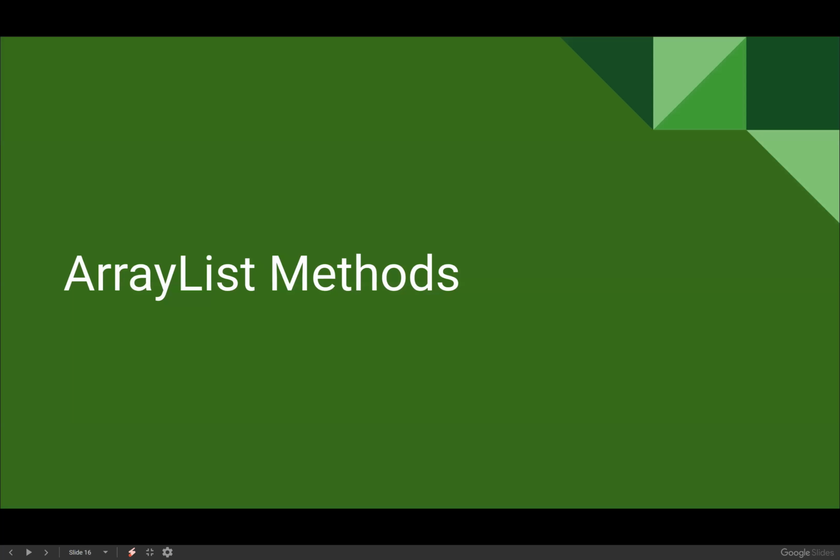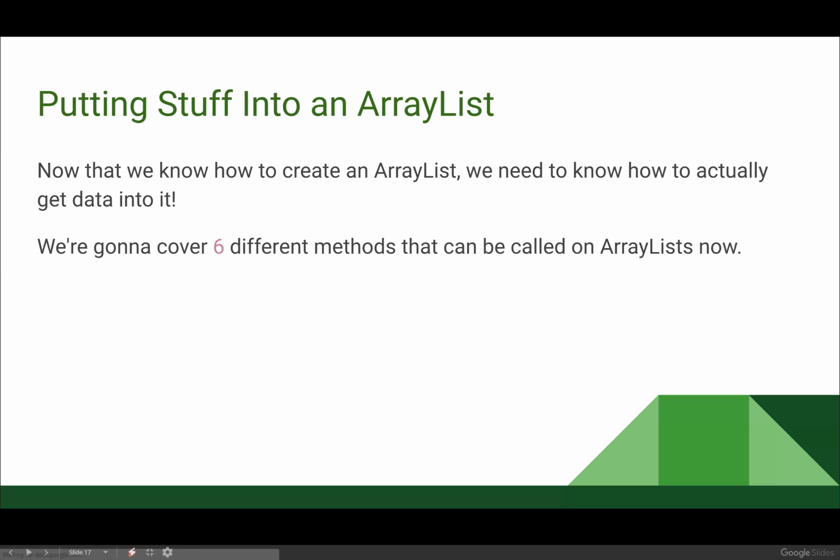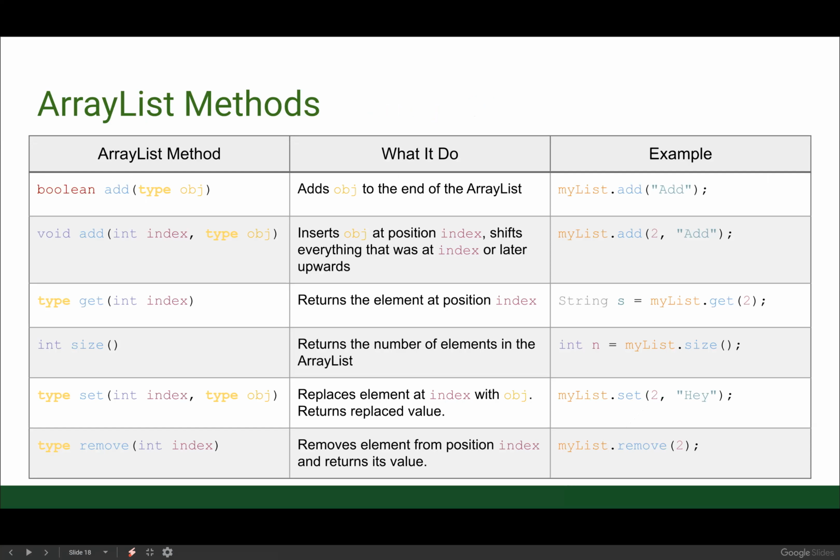So now that we know how to actually create an array list, we're going to talk about a few things that we can do to add and remove elements. We need to figure out how to actually put data into it. We're going to cover 6 different methods that we can call on array lists. Here's a beautiful table. The first one we are going to cover is the add method, and it has 2 different ways that we can call it.